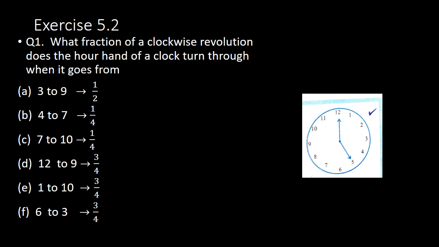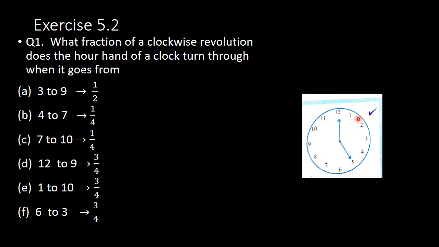Exercise 5.2. Question number 1. What fraction of a clockwise revolution does the hour hand of a clock turn through when it goes from 3 to 9? Children, this exercise you have to do in your notebook. In the textbook, in the explanation part, whatever points I have marked, you also mark in your textbook. Okay, exercise you write in your notebook.